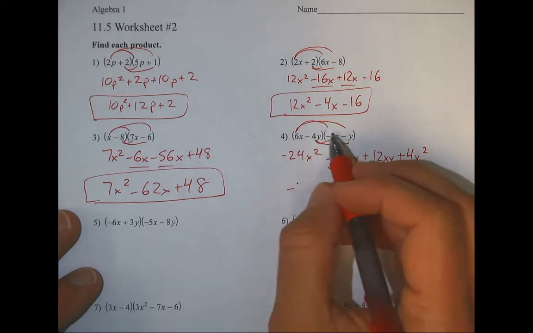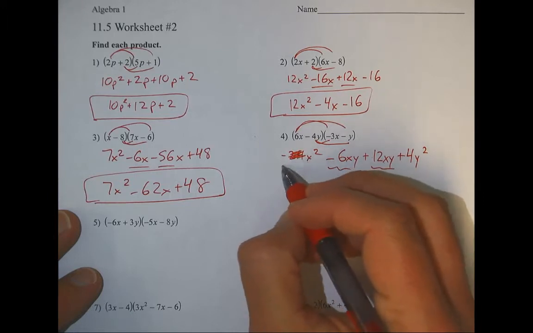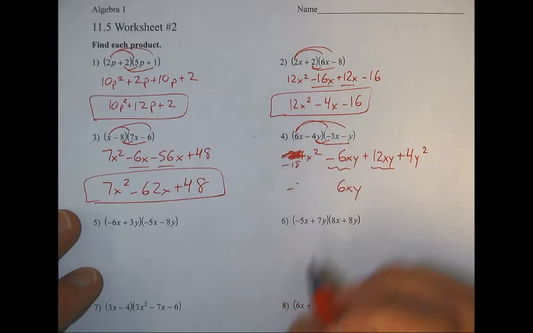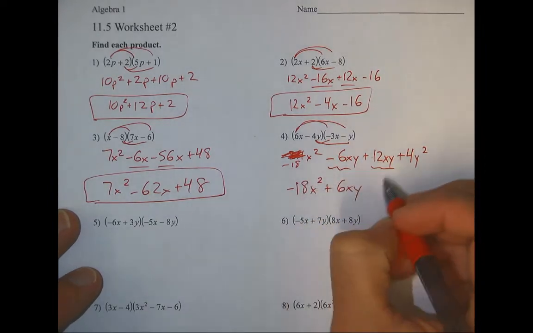And you probably saw me do it here. I multiplied 6 times 3 and said it was 24. That would be 18. So it's negative 18x squared.